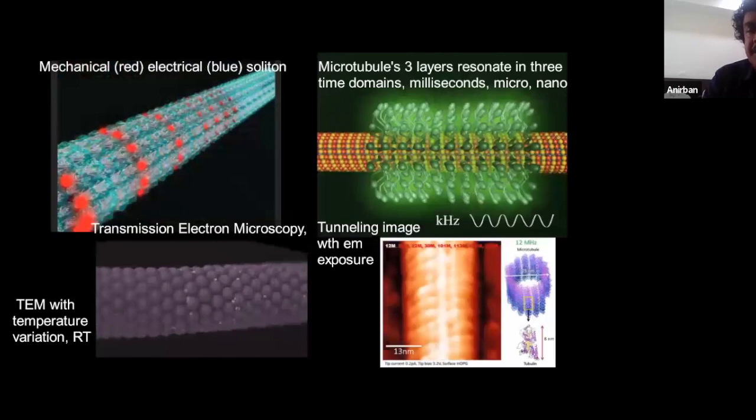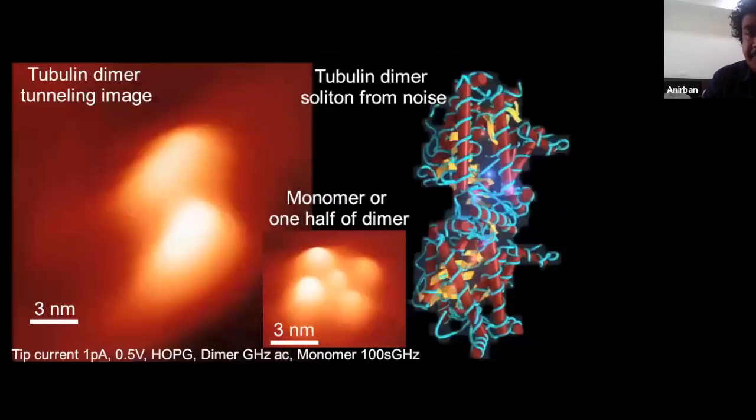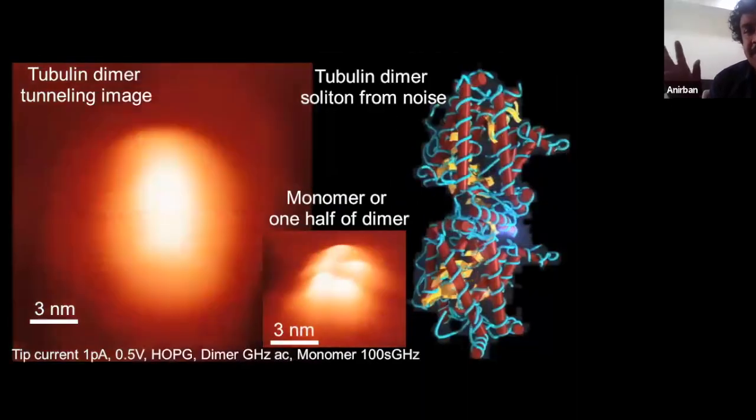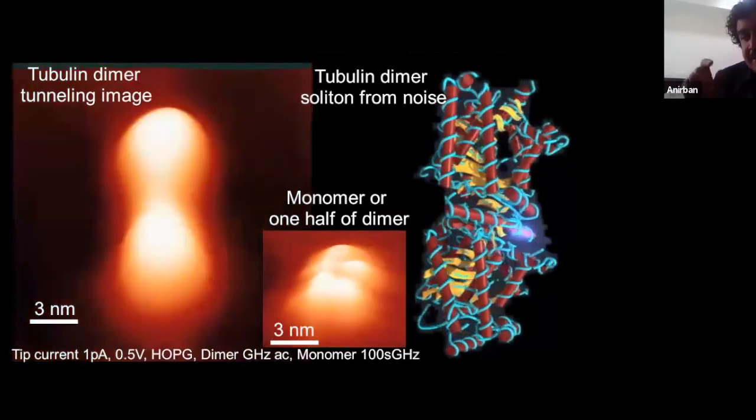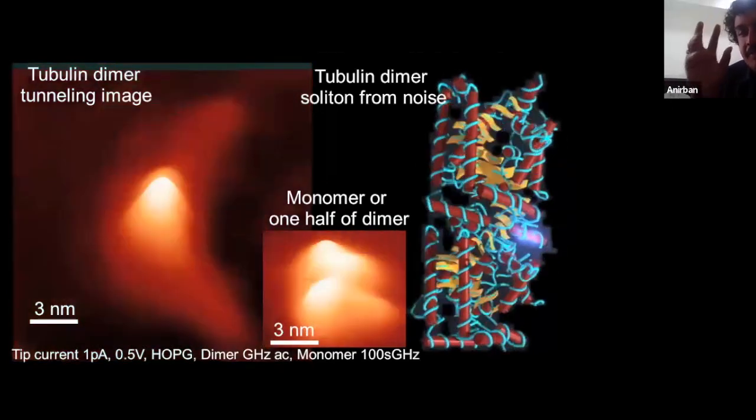But how can we use this in computing? So let's go into the single protein structure and even a monomer.